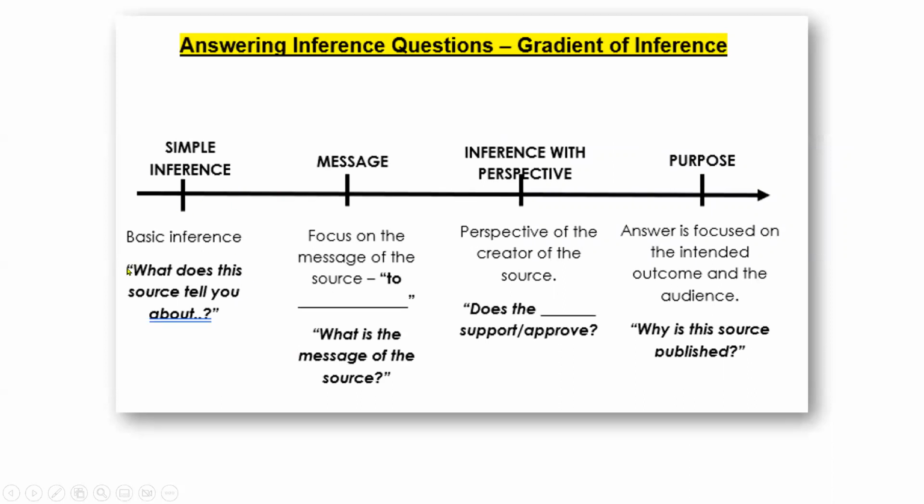Now, again, all right, so take a look. For simple inference, the question is just basic inference, what you can unpack from the source, whereas message is something that the intended, I would say the intended purpose of it. There's a clear message that the creator or the publisher of the source wants you to sort of unpack and see. Whereas inference with perspective is because they're asking you, does this particular source agree or approve or support a certain statement. Whereas for purpose is always the reason behind why a particular source is published.